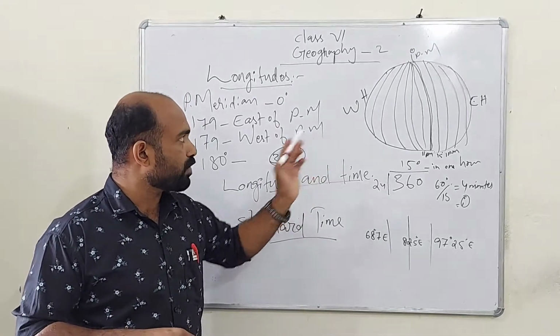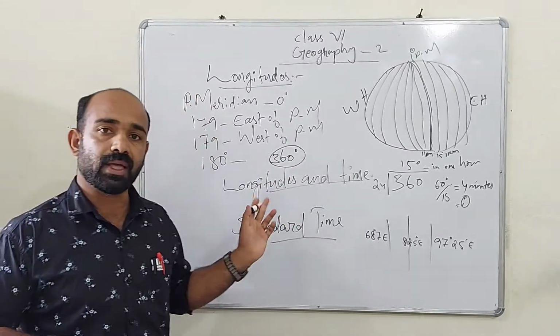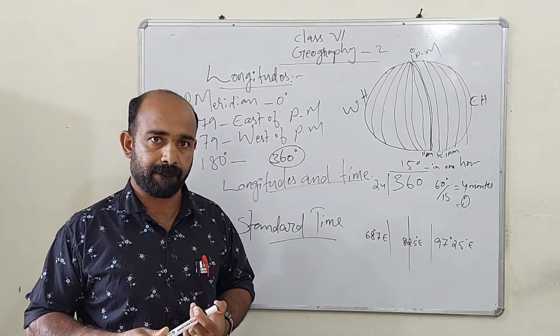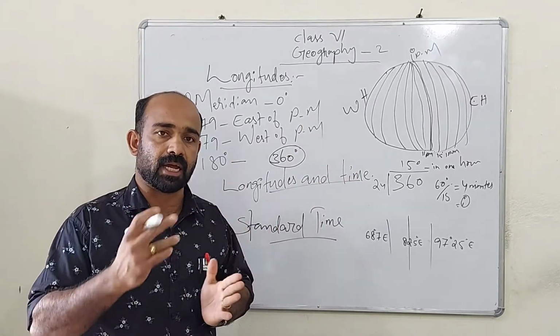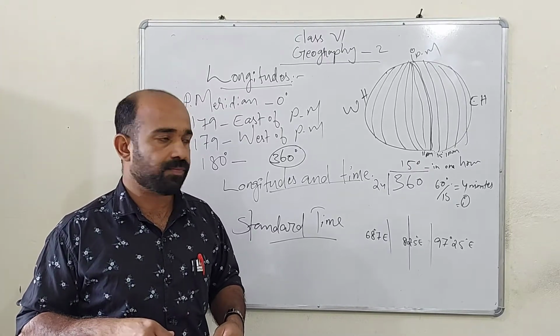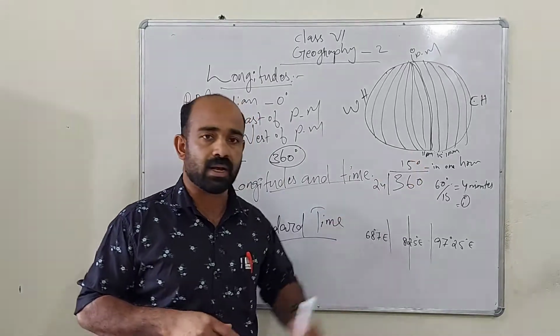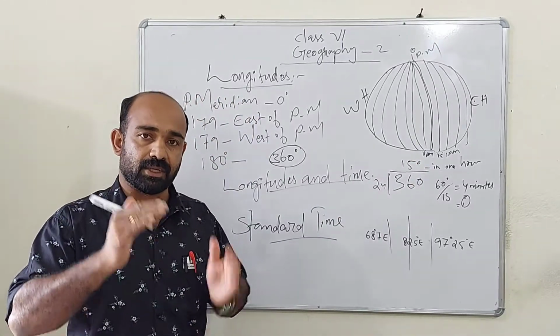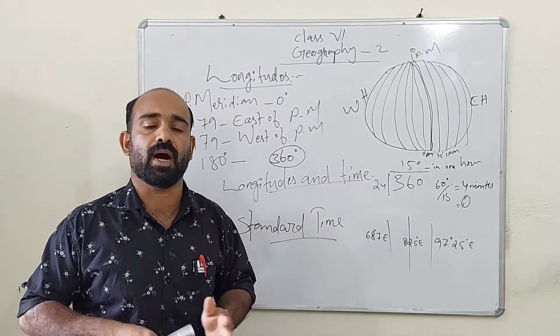The prime meridian of Greenwich. The prime meridian is passing through Greenwich near London. So based on the prime meridian, time is calculated in the eastern hemisphere and western hemisphere. When the prime meridian has the sun at its height, or midday, all the places along the prime meridian also will have midday.